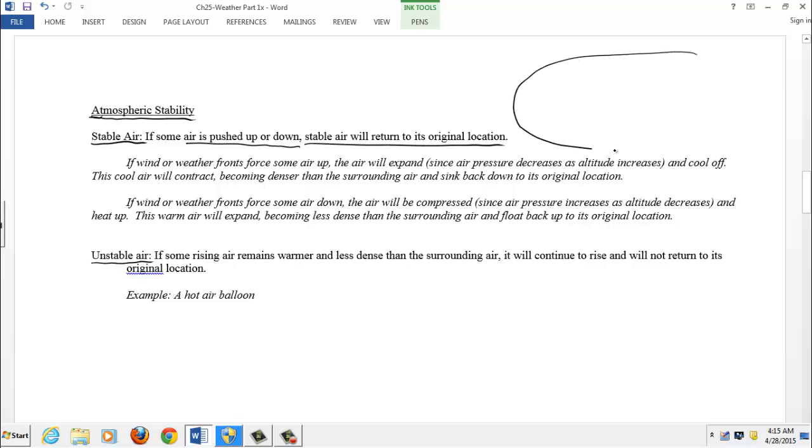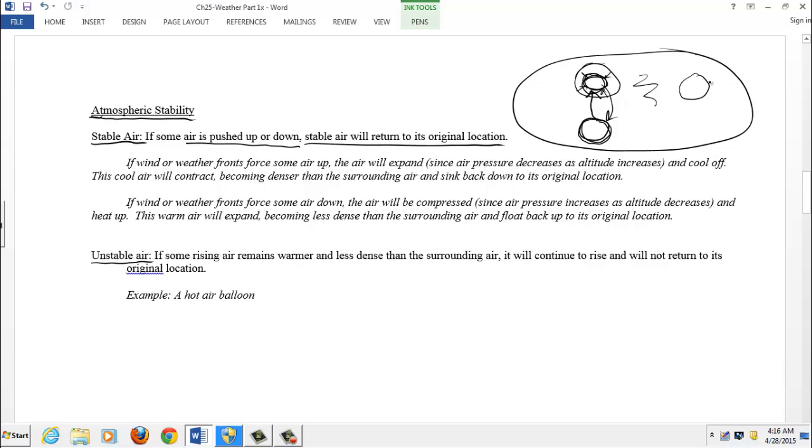Well, consider a portion of the atmosphere and a chunk of air, or a parcel of air, within the atmosphere. And if wind or something shoves that air upward, well, air pressure decreases as you go up. And so this chunk of air, this parcel of air, when it goes up higher, it experiences lower pressure, and so it expands. And what happens when it expands is that it cools down. And once it cools down, well, this air is going to contract on itself, and this denser air will then be heavier than the air around it, and it will sink and go back to its original location.